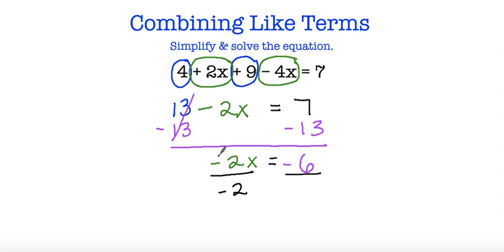So negative 2 divided by negative 2 is 1. And then I have my x. I don't have to write 1x. I could just rewrite that as x. And whatever I do on one side, I have to do on the other side to keep my equation balanced. So I'm going to take negative 6 and divide it by negative 2. So I have negative 6 divided by negative 2, and that is equal to 3. And that's it.